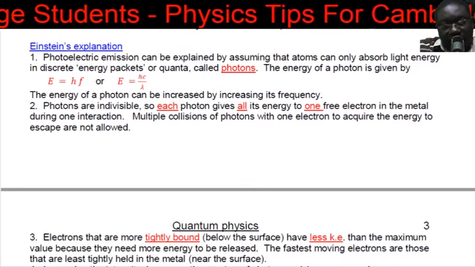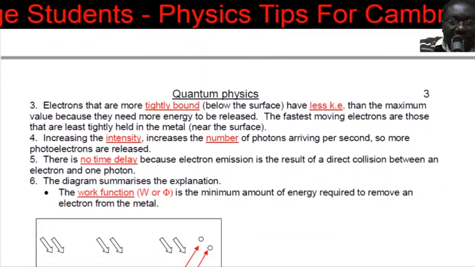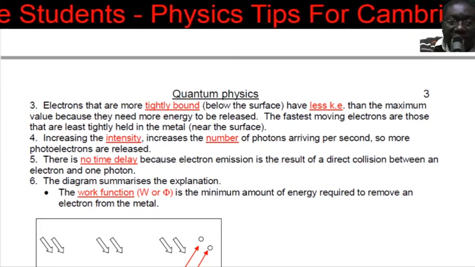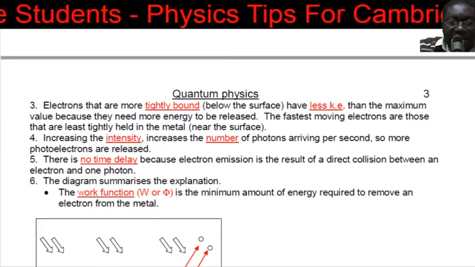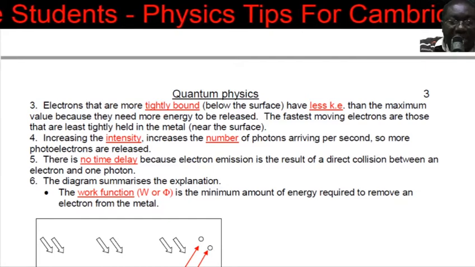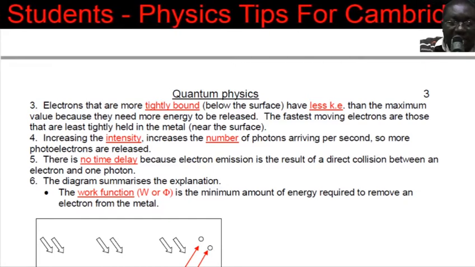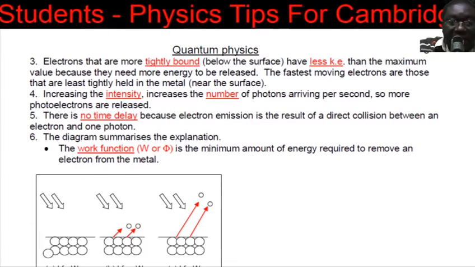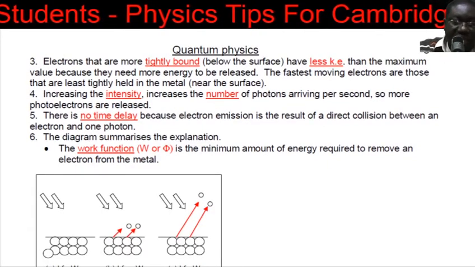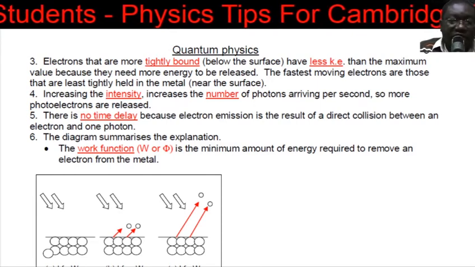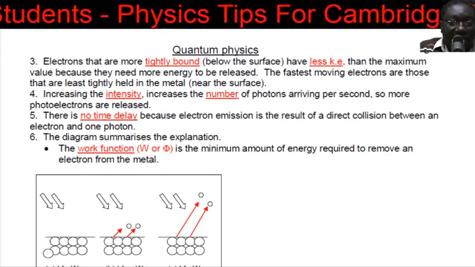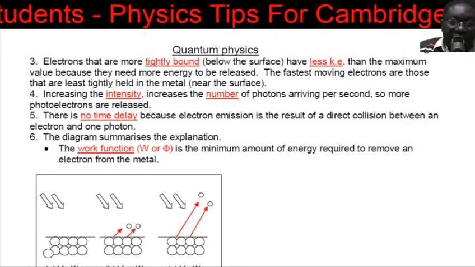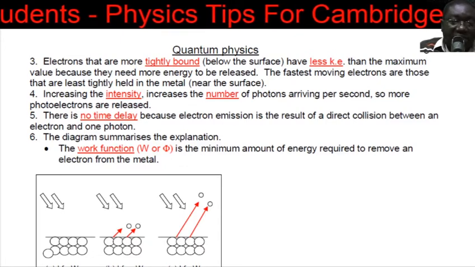One photon, one electron. Electrons that are more tightly bound below the surface have less kinetic energy than the maximum value because they need more energy to be released. The fastest moving electrons are those that are least tightly held in the metal, that is, those near the surface. Increasing the intensity increases the number of photons arriving per second, so more photoelectrons are released. There's no time delay because electron emission is the result of a direct collision between an electron and a photon.